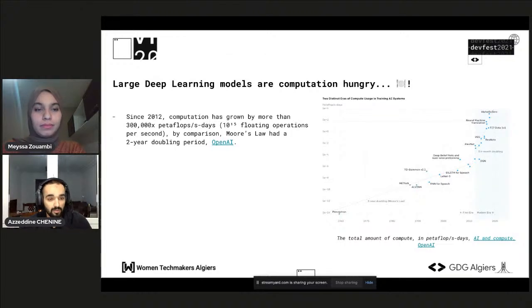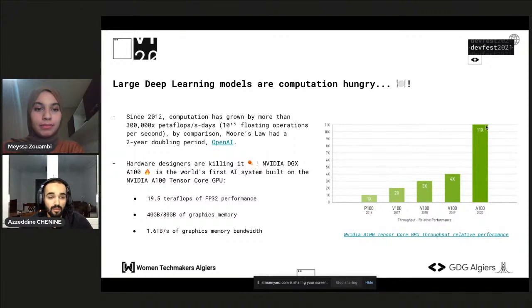Since 2012, computation has grown by more than 300,000 petaflops per second in a day. And by petaflops, I mean 10 to the power of 15 floating point operations per second. This is huge. By comparison, as you see on the chart on the right, Moore's law had a 2-year doubling period. Then past 2010, you have a new era where things just explode with VGG, ResNet, and AlphaZero.